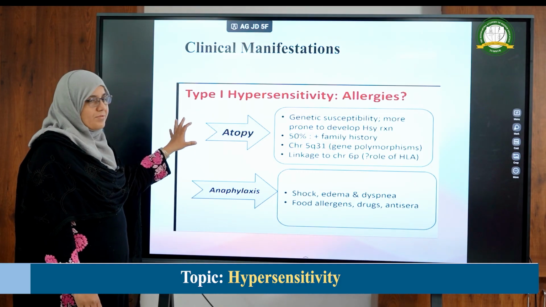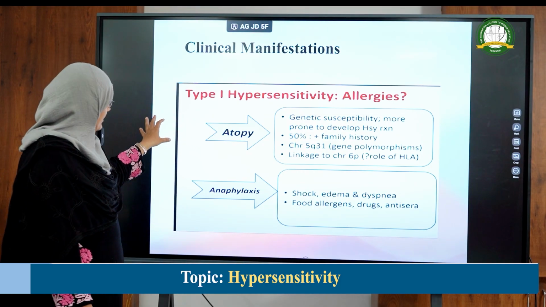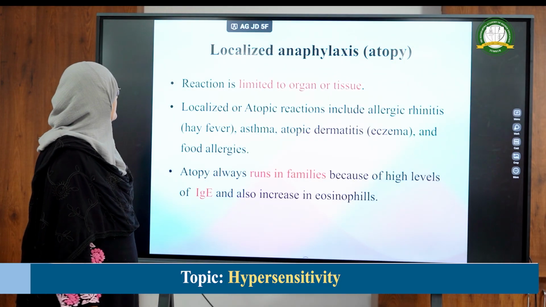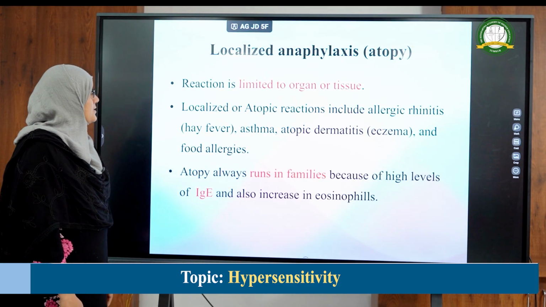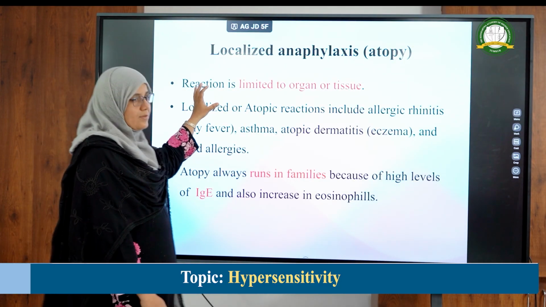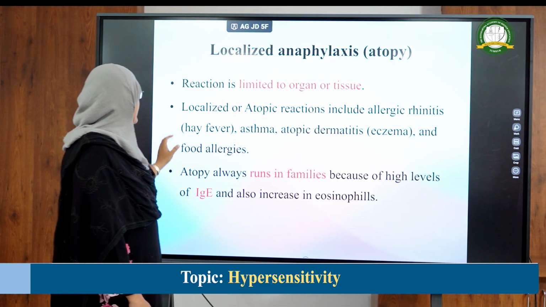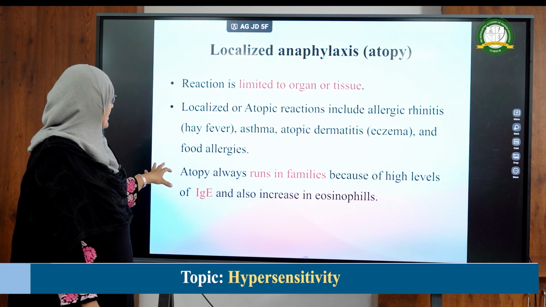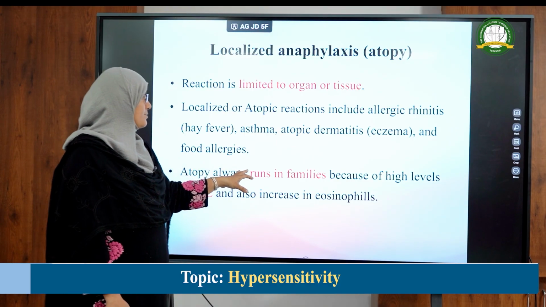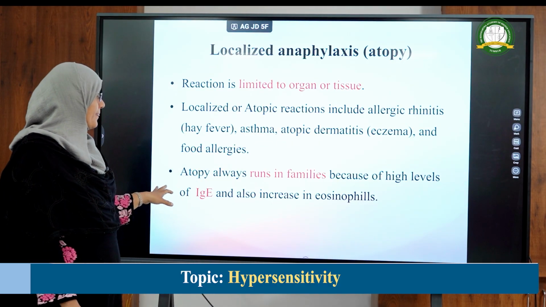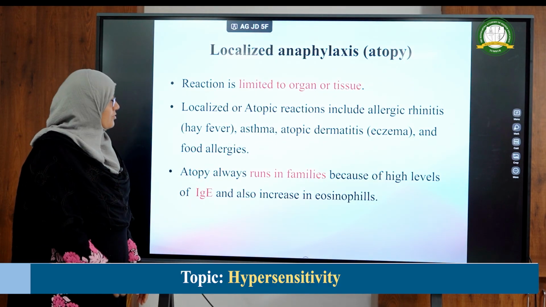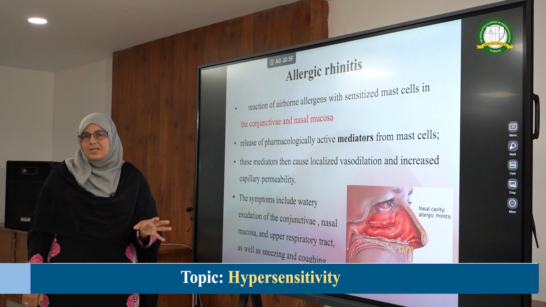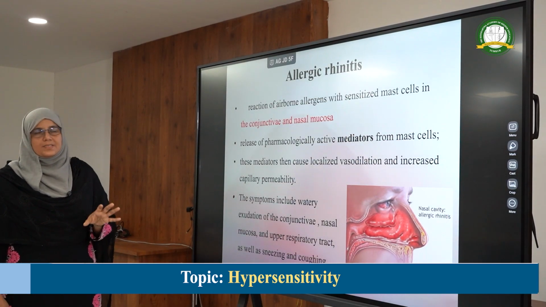Usually it runs in families, as I told you, we call it atopy. Anaphylaxis is when we see a gross general reaction. Localized anaphylaxis or atopy is limited to an organ or tissue. So these are some of the examples. Atopy always runs in families because of high levels of IgE and there is an increase in eosinophils. Allergic rhinitis, in the next few slides we will have a look at this localized presentation.